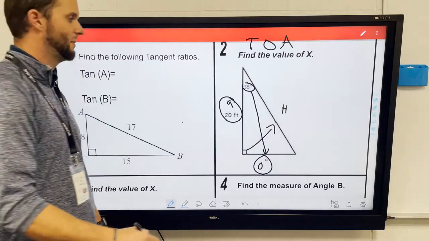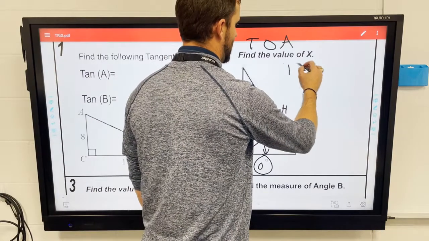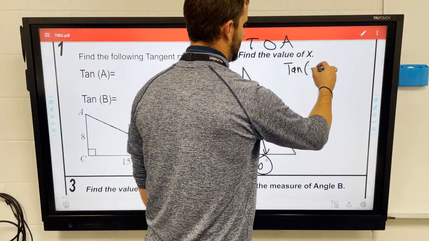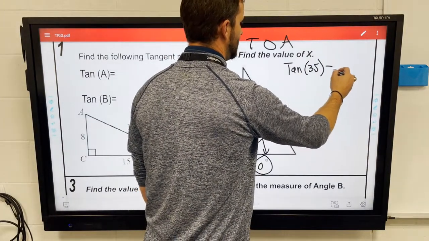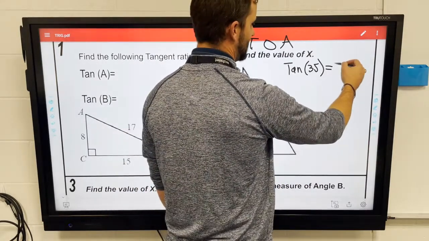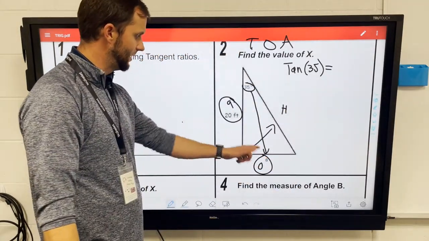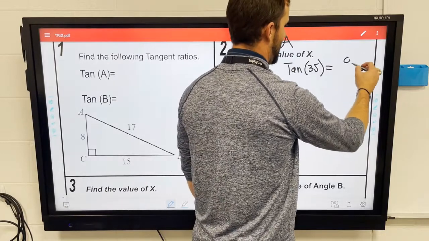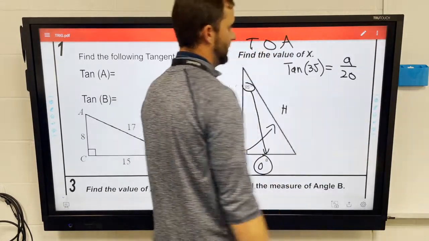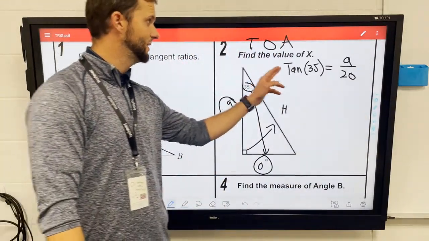So let's go and write out my ratio. So I'm going to be doing the tangent of 35 is equal to the opposite over the adjacent. So opposite over adjacent, which would be A over 20. So now I know, remember, treat this as if it was a number.